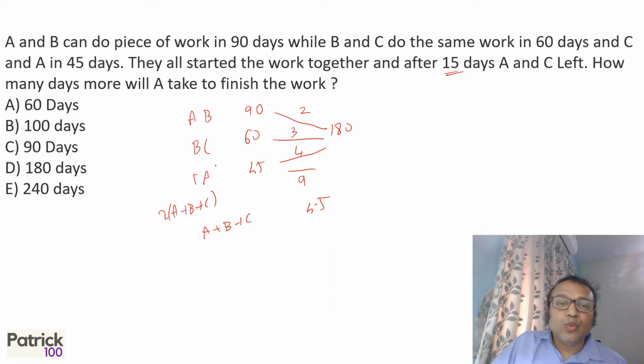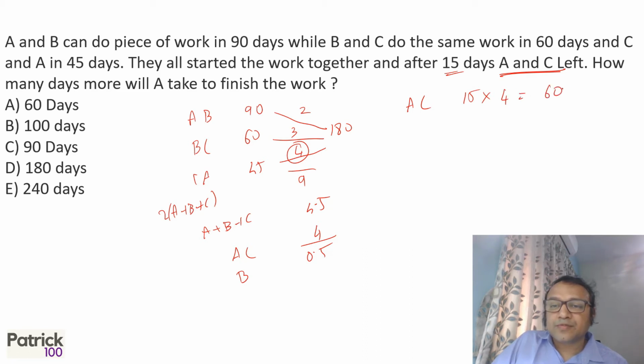Now how much can A plus B do? Who left? A and C left. How much can A and C do? A and C can do 4 units of work per day. If A and C can do 4 units of work per day, which means B can do the remaining 0.5 units of work per day. If B can do 0.5 units of work, A and C have worked for 15 days. So AC worked for 15 days.